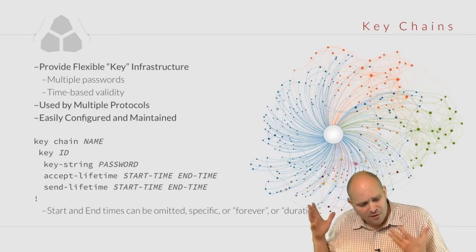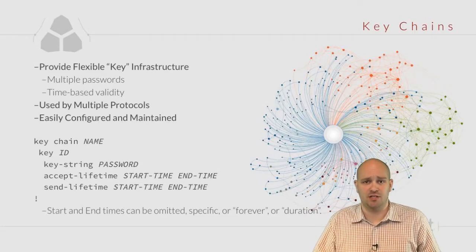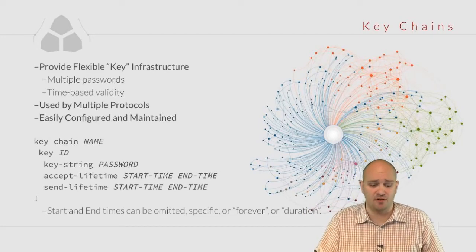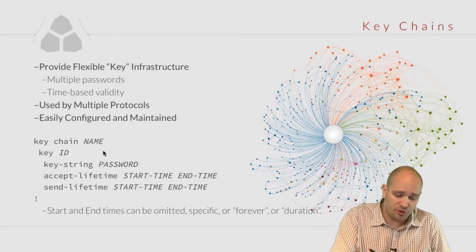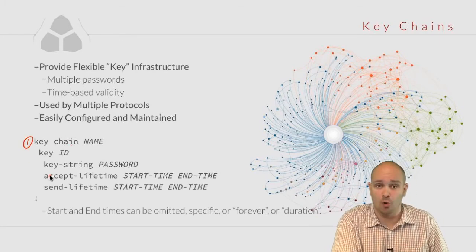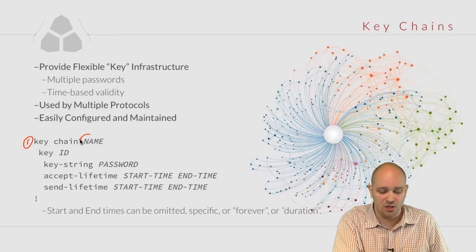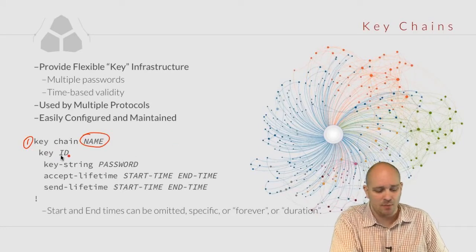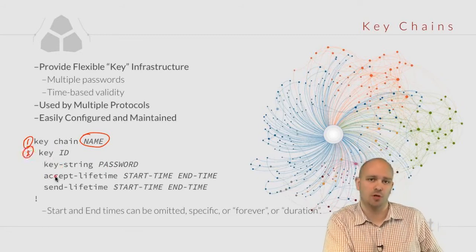Now, if we take a look at how the keychains are configured, it's very, very straightforward. What we need to do first is say that we are defining a keychain. So this is in line 1 of the configuration. We are defining the keychain under the name. Then in line number 2, we have to specify the key that we are going to use.